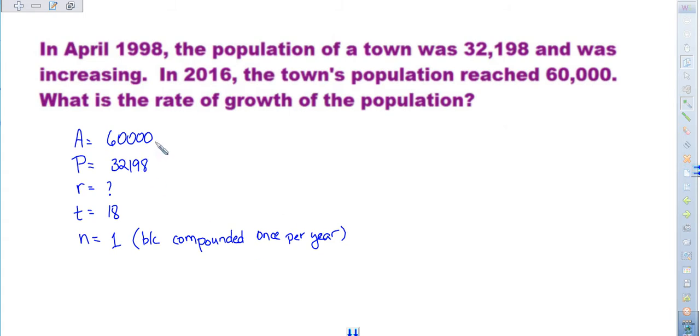So the ending amount was 60,000. The starting amount was 32,198. We don't know our rate. Our time that elapsed between 1998 and 2016 was 18 years. And then we put 1 for the compounding because it didn't give us a time frame that it compounds monthly, weekly, etc. So it's always assumed that it happens once in that year.